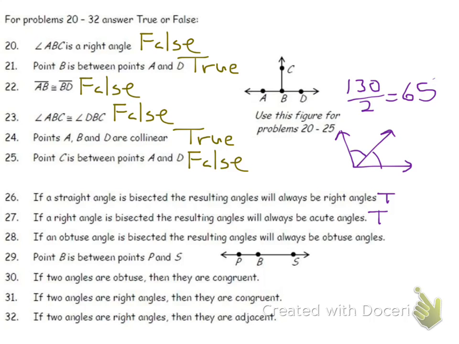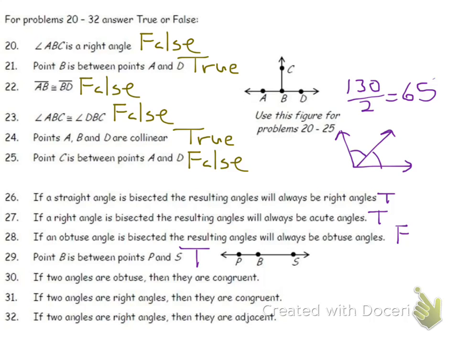So not only does my picture not look like obtuse angles, they look acute. I also found in my example, when it was 130 degrees, it would be an acute angle. So we're going to go false. 29, point B is between P and S is true.